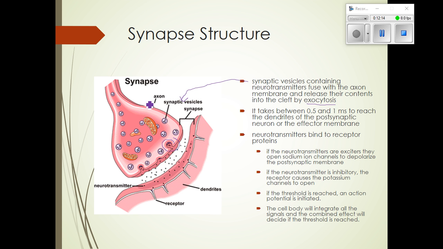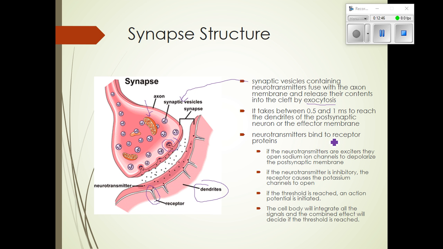There are some other structures here. I'll just mention them. Those are mitochondria, which need energy for this process to happen. It does not take a ton of time, between 0.5 and 1 millisecond, for the neurotransmitter to reach the dendrite of the postsynaptic neuron or the effector membrane. So remember where the dendrites are, that's the postsynaptic neuron. Here's a little receptor. That's something that the neurotransmitter could attach to or bind to.